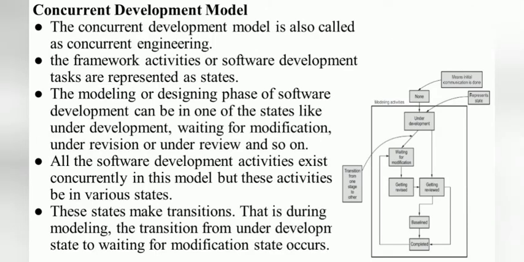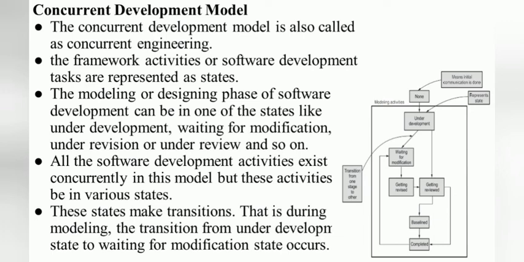Concurrent development model. This model is also called concurrent engineering. Here the framework activities or software development tasks are represented as states. The modeling or designing phase of software development can be in one of the states like under development, waiting for modification, under revision or under review and so on. This diagram represents the various states of concurrent development model.